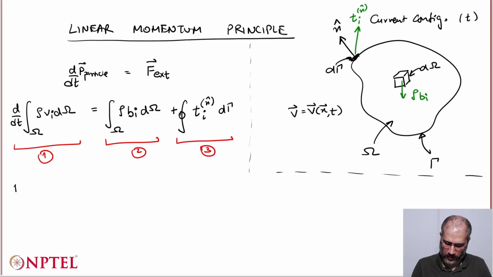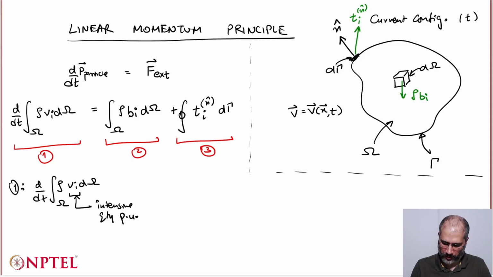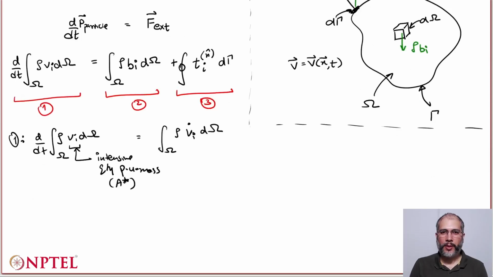So let us consider the first term. We have d by dt of the integral of rho v i d omega over the current volume omega. Now if you see, this is like our quantity A star, where v i is the intensive quantity per unit mass. So this becomes the integral over omega of rho times v i dot times d omega. Now term 2 stays as it is, so we'll discuss term 3 now.